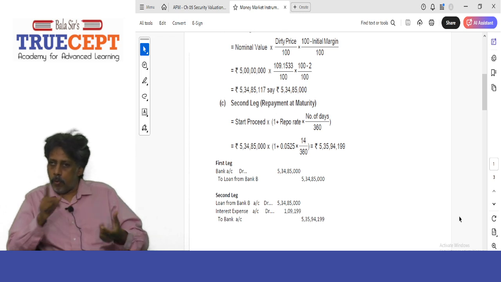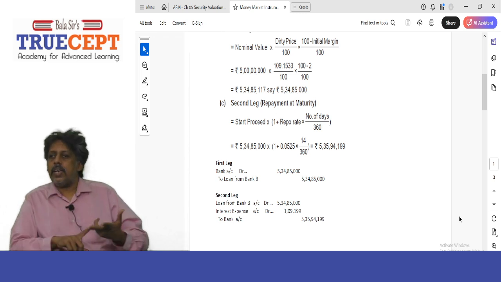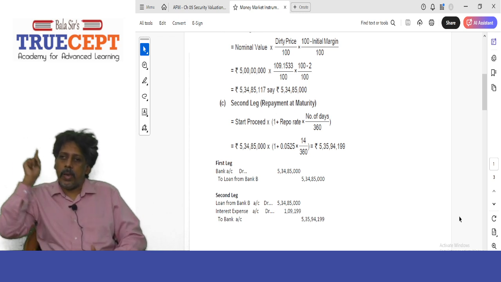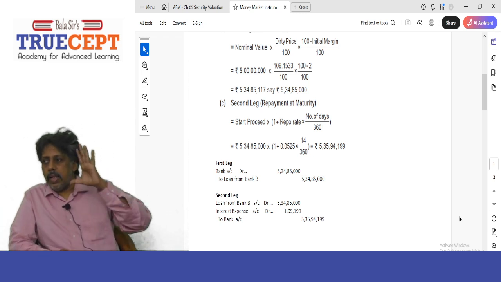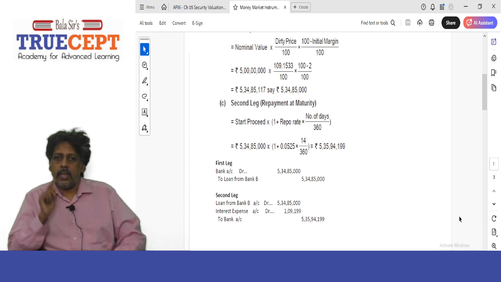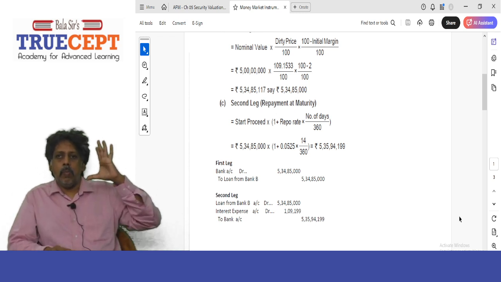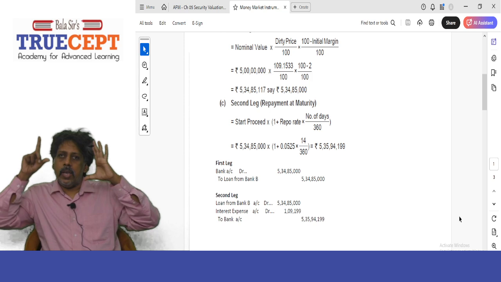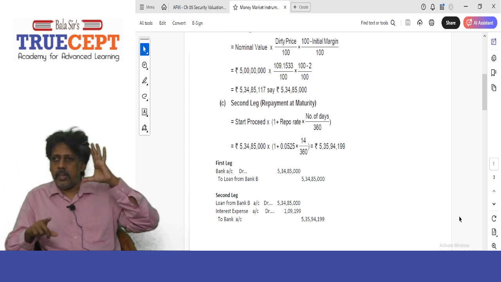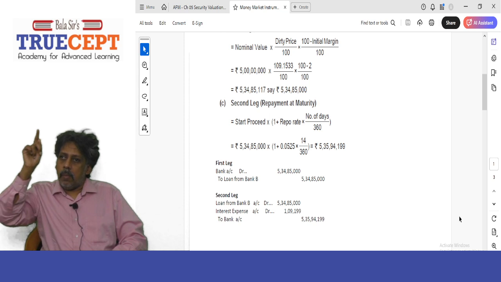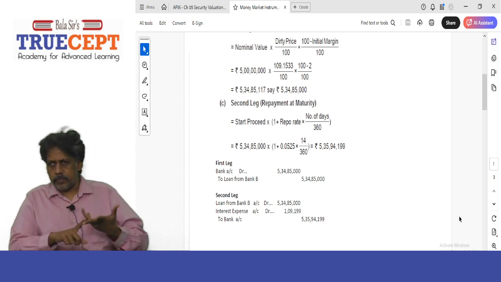That is, after the 14-day repo, after 14 days, bank A is going to repurchase those investments. How much should they pay for that? The repayment at maturity after 14 days will be the amount that banker A borrowed, which is 5,34,85,000, and on that apply 5.25% per annum rate into 14 by 360. You can get the amount of interest alone. How much? 1 lakh 9,199.